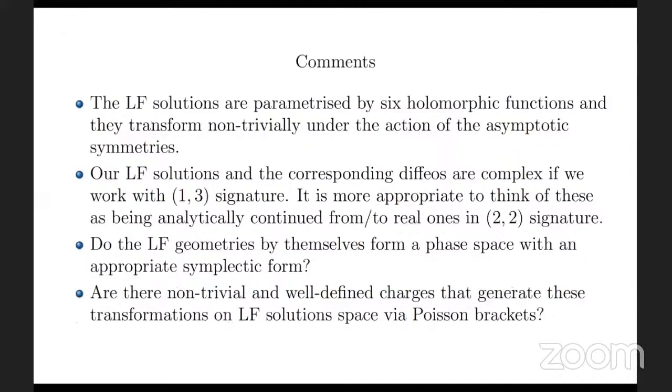Okay, so let me make some comments before I go on further. The locally flat solutions are parameterized by 6 holomorphic functions, and they transform non-trivially under the action of the asymptotic symmetry group. Our locally flat solutions were actually complex, even though I didn't tell you before. But if you worked in 2,2 signature, they're all real. And it seems reasonable to consider these solutions. So do the locally flat geometries by themselves form a phase space with an appropriate symplectic form? Are there non-trivial and well-defined charges that generate these transformations on locally flat solutions via Poisson brackets?